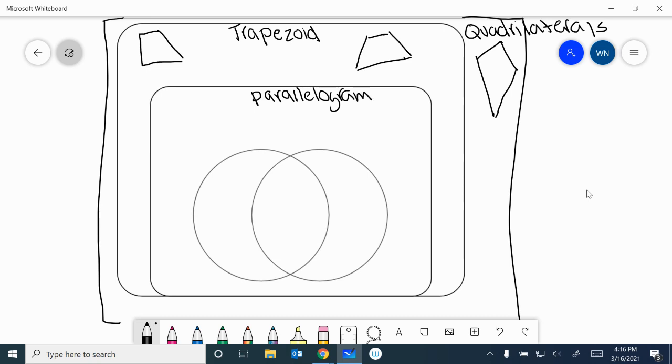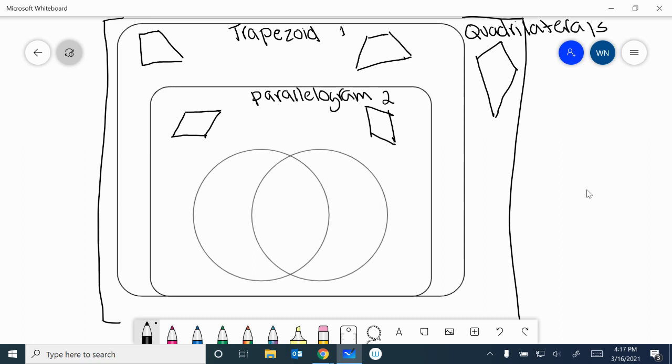Now remember, parallelograms have at least 2 pairs of parallel sides. So we have some parallelograms. Now remember, a parallelogram is also a trapezoid and it's also a quadrilateral. But a trapezoid isn't necessarily a parallelogram. Because remember, the parallelograms have to have 2 pairs of parallel sides, where a trapezoid only has to have 1 pair of parallel sides.